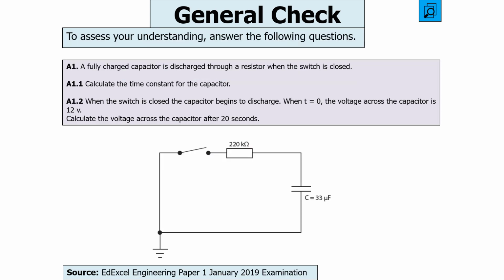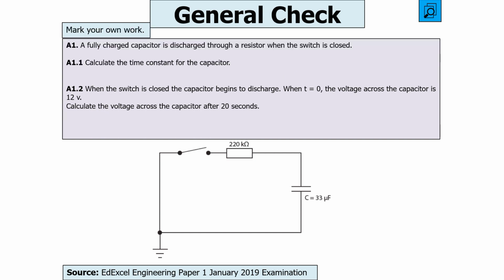The next question says, a fully charged capacitor is discharged through a resistor when the switch is closed. Firstly, calculate the time constant for the capacitor. Secondly, when the switch is closed, the capacitor begins to discharge. When T equals 0, the voltage across the capacitor is 12 volts. Calculate the voltage across the capacitor after 20 seconds. So pause the video now, then unpause the video when you want to go through your answer.